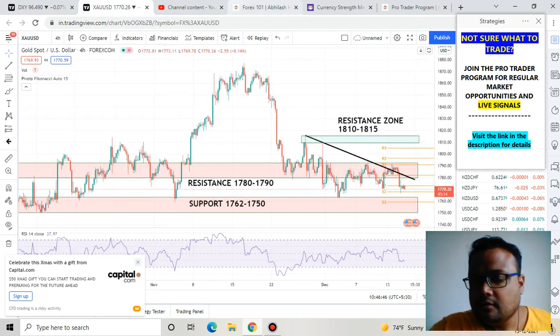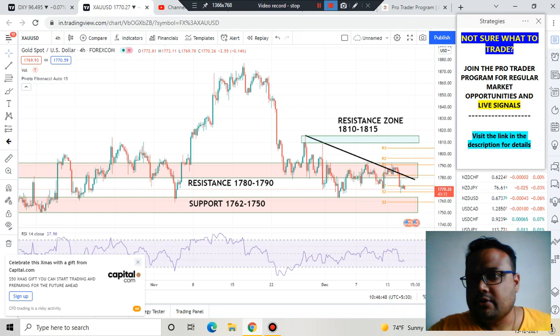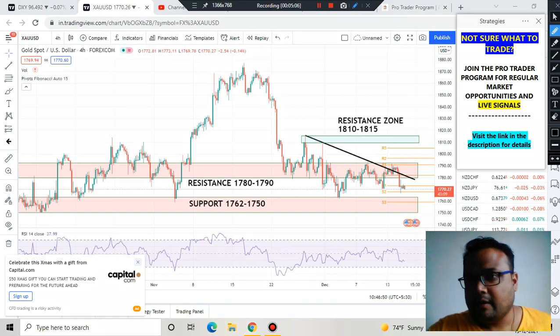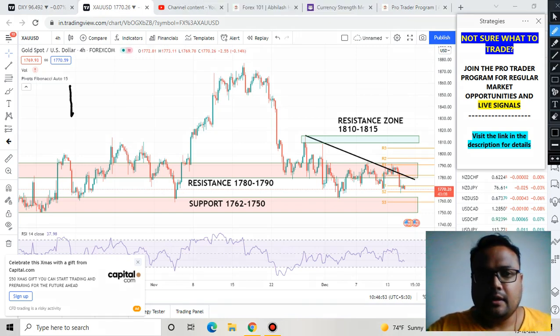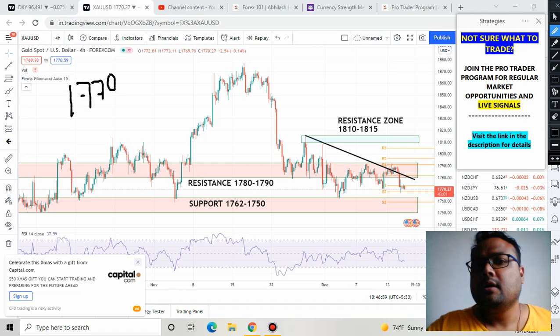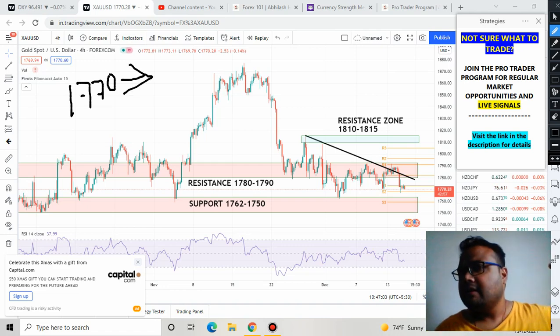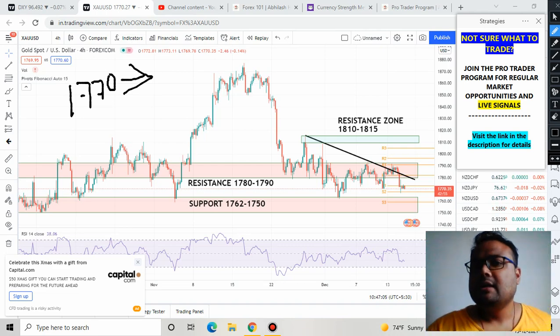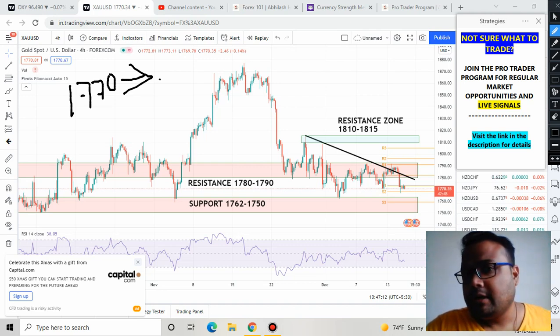So as you can see clearly right now, gold is trading at the 1770 level. 1770 is a minor support for gold right now, and it is trying to take support here. But if DXY starts falling from the level you remember, then obviously gold will take support and start going up from the 1770 level.